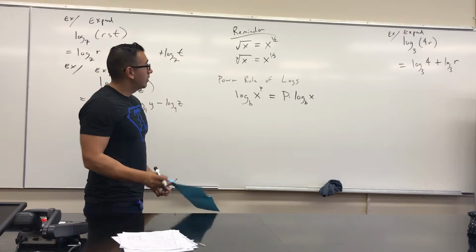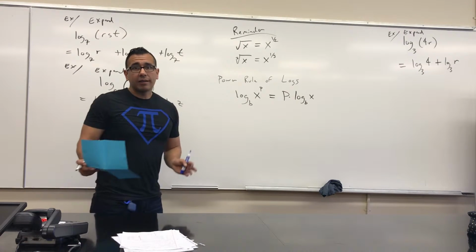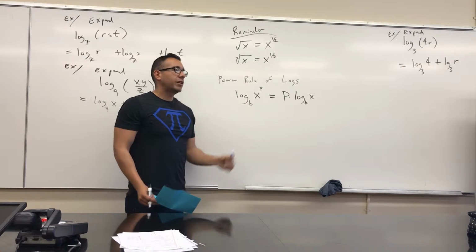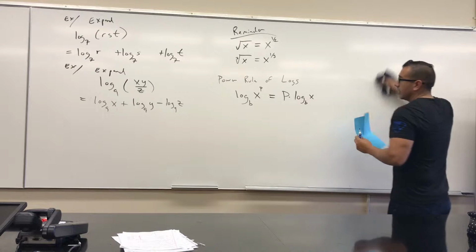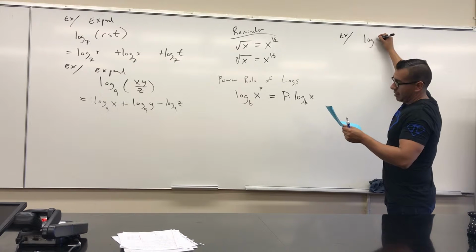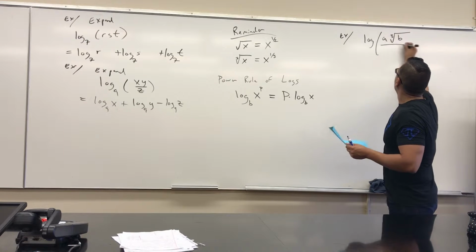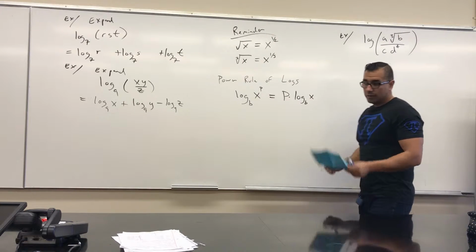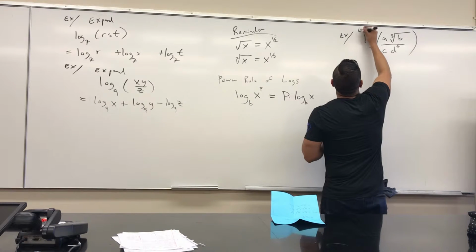Alright, so what's this gonna do for us? Okay. And whenever you're expanding logs, you never want an exponent. So if you have this exponent, always bring it to the front, because we're trying to expand these logarithms. Alright, so let's take a look. Let's do an example with this. Alright, let's go with log of A times the cube root of B all over C D to the fourth power. And I want to expand this. Let me write that down. I want to expand.